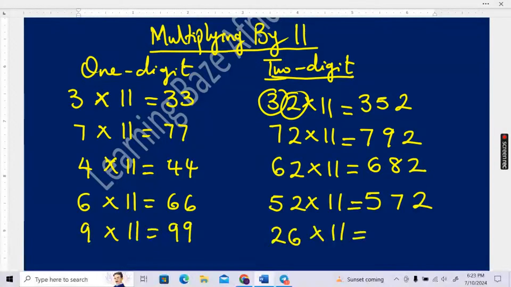26 times 11: write 2, write 6 with a space in between, and add the two digits together. 2 plus 6 will give us 8. Write 8 at the middle, and that is the final answer. So, I hope you understand this.